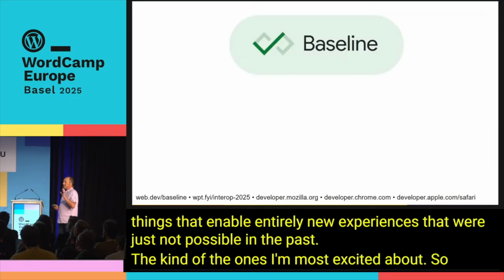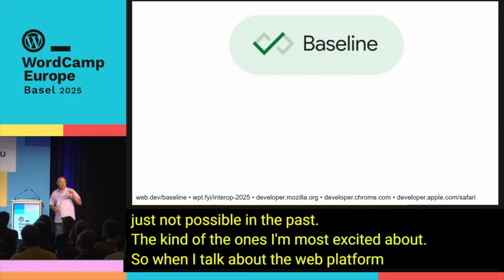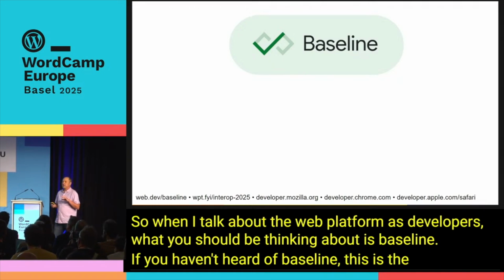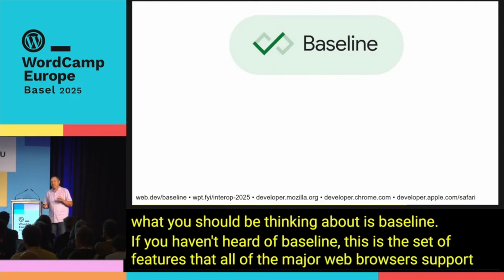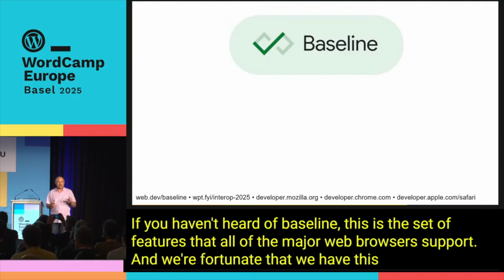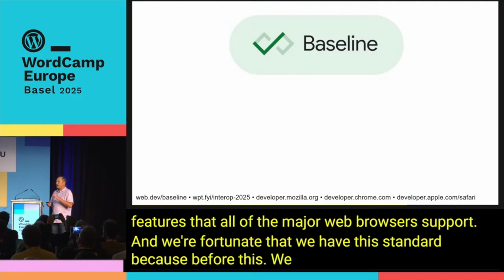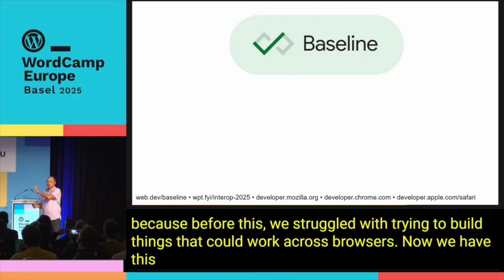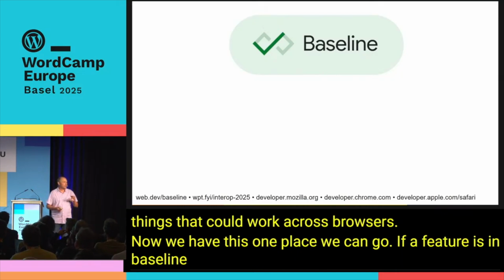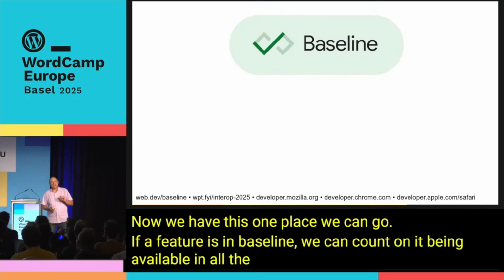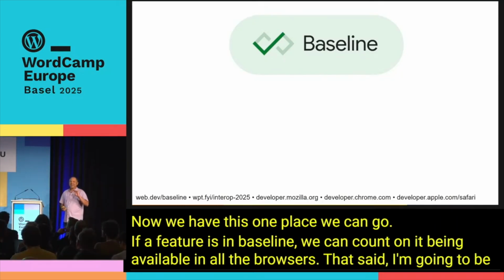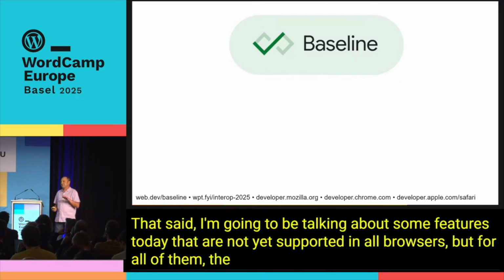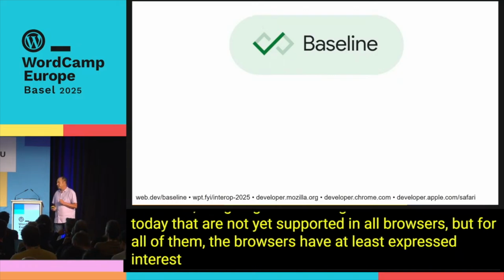So when I talk about the web platform as developers, what you should be thinking about is Baseline. If you haven't heard of Baseline, this is the set of features that all of the major web browsers support. And we're fortunate that we have this standard, because before this, we struggled with trying to build things that could work across browsers. Now we have this one place we can go. If a feature is in Baseline, we can count on it being available in all the browsers. That said, I'm going to be talking about some features today that are not yet supported in all the browsers, but for all of them, the browsers have at least expressed interest in supporting it in the future.